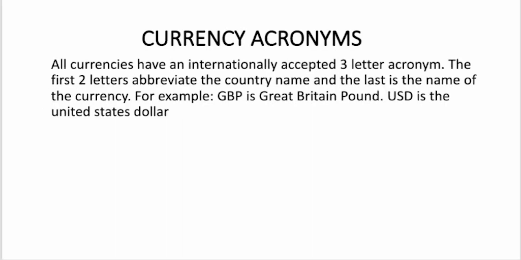Currency acronyms. All currencies have an internationally accepted three-letter acronym. The first two letters abbreviate the country name, and the last is the name of the currency. For example, GBP is Great Britain pound. USD is the United States dollar. The first two letters abbreviate the country's name, while the last is the name of the currency.